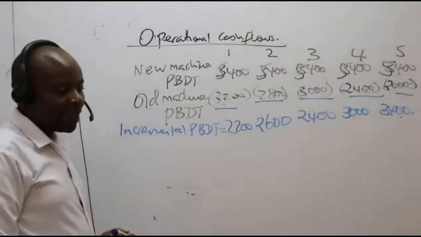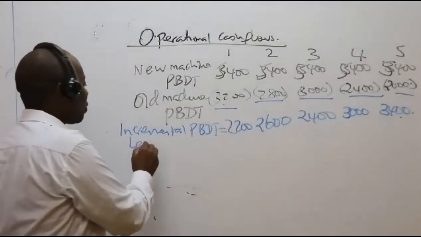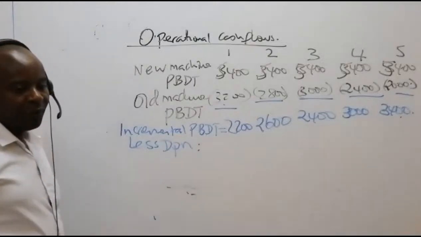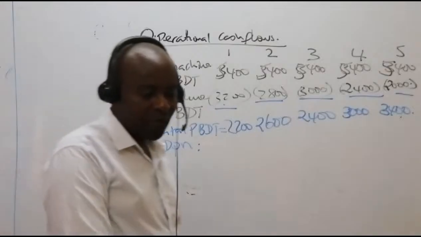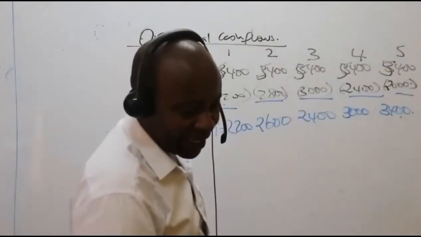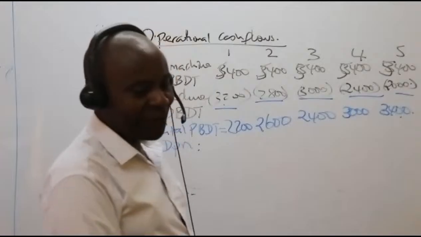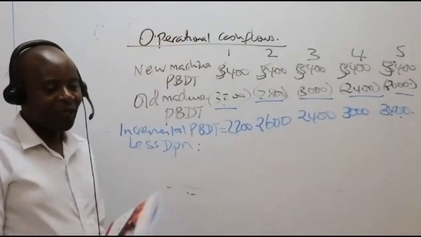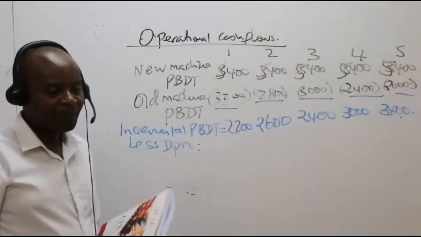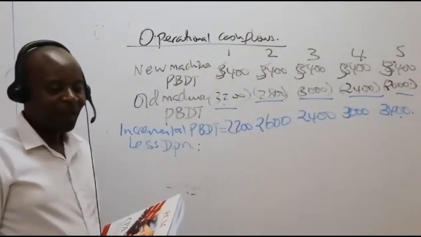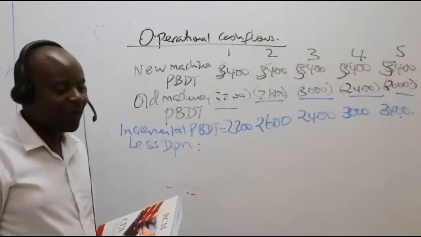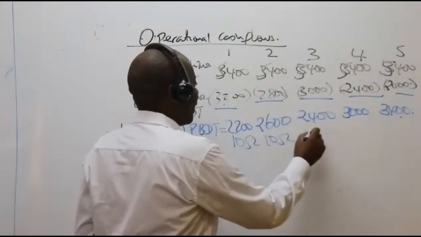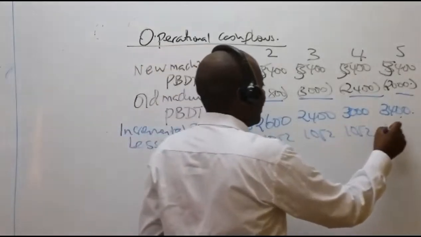So once I get that, I need to subtract the incremental depreciation. So less our depreciation. Are you able to remember the incremental depreciation? What figures are we getting? Somebody there? The incremental depreciation, do we still remember it? 1052. It's a regular one.